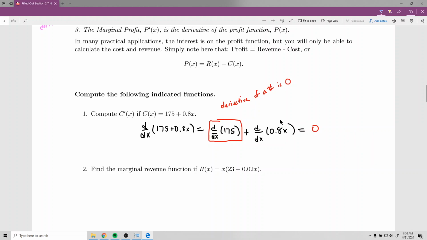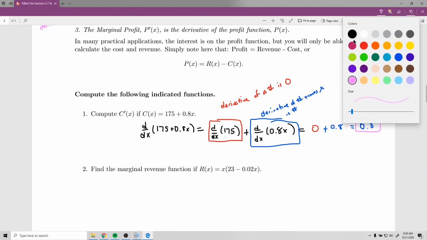And then the second one is also one of our special rules. The derivative of a number times x is the number. So the derivative of 0.8x, carrying our plus through, is 0.8. And then if you add these two numbers together, you see we actually do get a number for our answer, which is fine, it's 0.8. This makes sense though, because if we graph this, it's actually a line, y equals mx plus b, and the slope is 0.8, which is exactly what the derivative is telling us.